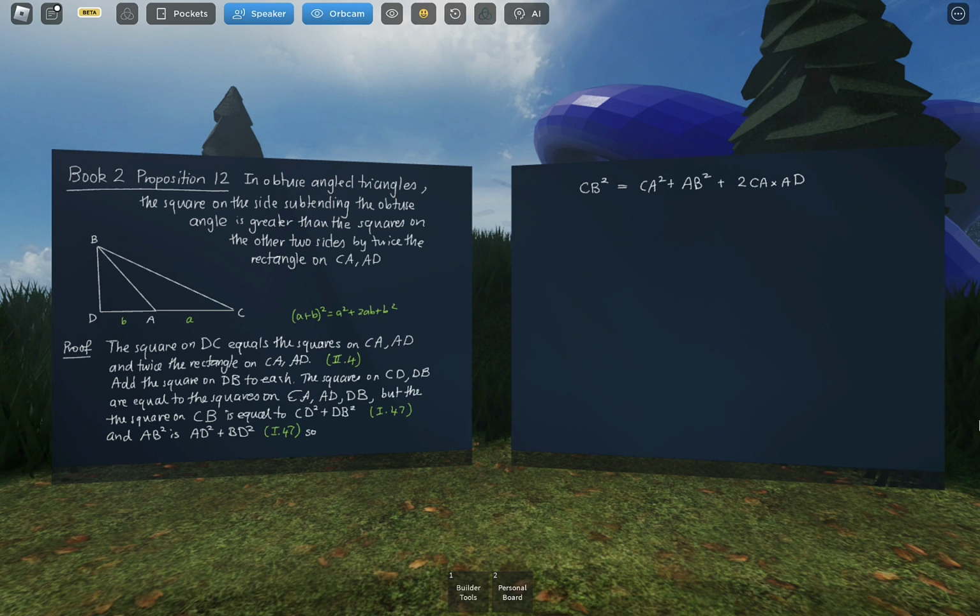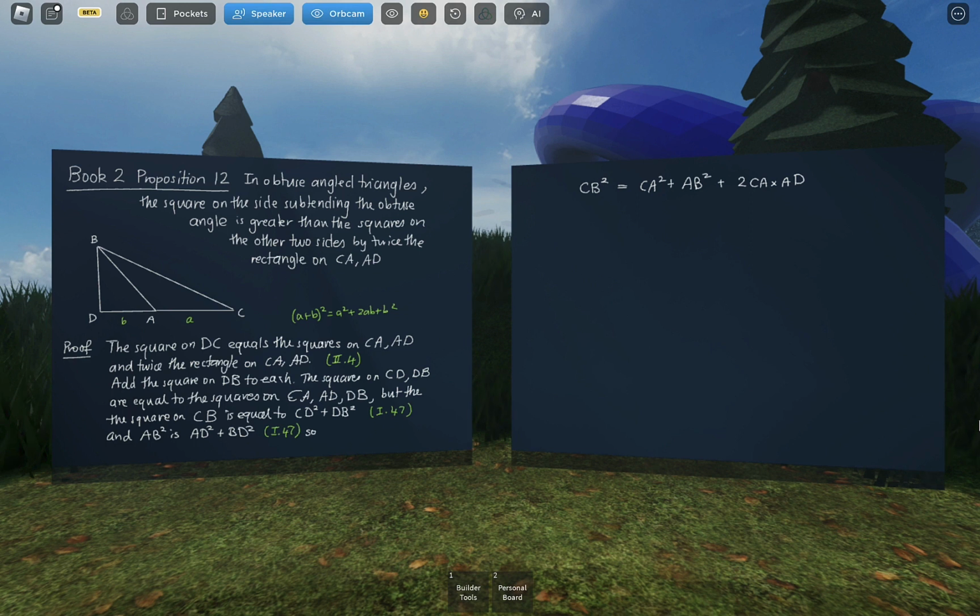Maybe I'll just go through it again. So the square on DC equals the square on CA and AD plus twice the rectangle, and then we do something with the square on DB, so the square on CA plus the square on AD plus the square on DB is the square on DC plus the square on DB, and then that gives us the right hand side. Okay, so now basically that's it.